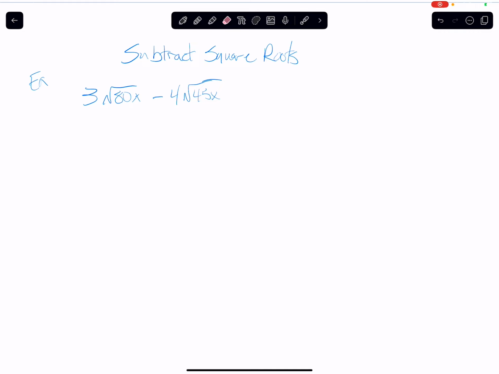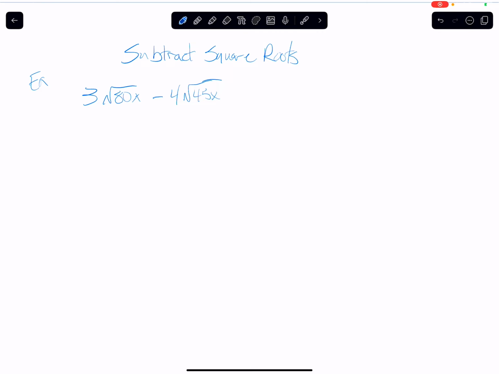Similarly, we can subtract square roots. Let's try an example. 3 times the square root of 80x minus 4 times the square root of 45x. Now those seemingly don't have the same radicand, so we wouldn't be able to do this, right? Well, we can probably simplify those radical expressions first and have the same radicand where we can simplify.